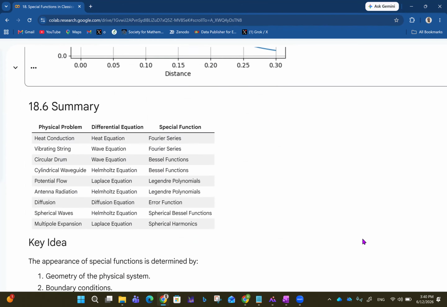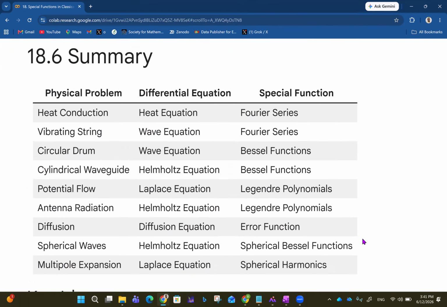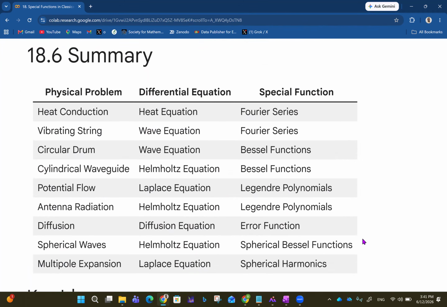Then in summary, we have different physical problems, the associated differential equation, and the special function that it leads to. For heat conduction, we have the heat equation, and the special function involved is Fourier series. For a vibrating string, which is a wave equation, Fourier series is what we see. For a circular drum, we have the wave equation, and it ends up with the Bessel equation. For a cylindrical waveguide, we have the Helmholtz equation, and the special function attached is Bessel functions. For potential flow, you have the Laplace equation, the one we just saw, and the special function is Legendre polynomials. Then for antenna radiation, still the Helmholtz equation, with the special function being Legendre polynomials.